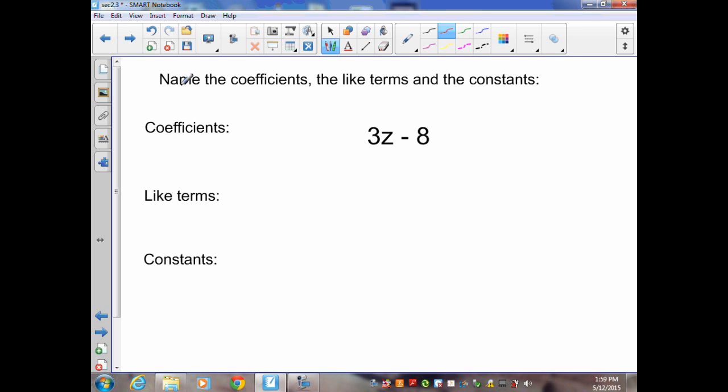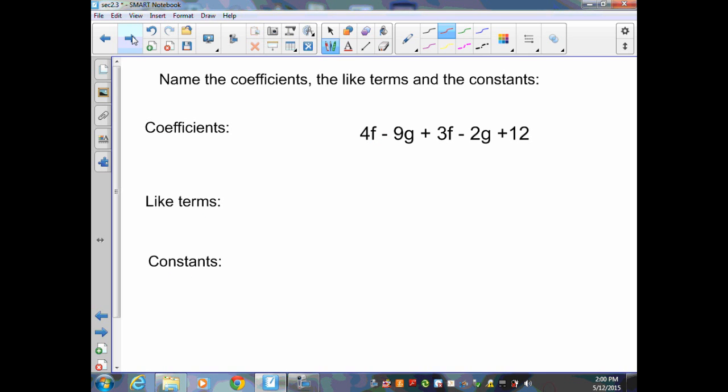Name the coefficients, the like terms, and the constants. My coefficients, I have 1, the number that's multiplying the z, which is 3. Like terms, here I have none. This has a variable of z, this has no z. Therefore, there are no like terms, none. And my constant is my 8. We may think of that as a negative 8 when I actually perform operations because it's a minus 8.